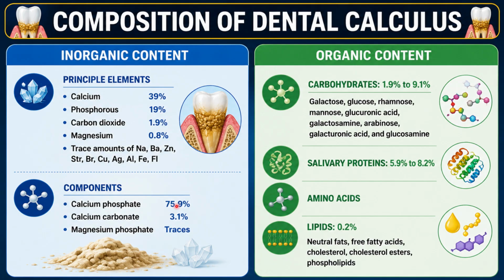Now coming to the composition of dental calculus, it comprises both inorganic and organic components. In the inorganic part, the principal element is calcium, followed by phosphorus, carbon dioxide, magnesium, and trace amounts of other elements. The main compound here is calcium phosphate. Then we have calcium carbonate, and in traces, magnesium phosphate compounds. In the organic component, carbohydrates are present, and we have salivary proteins, amino acids, and in smaller amounts, lipids.